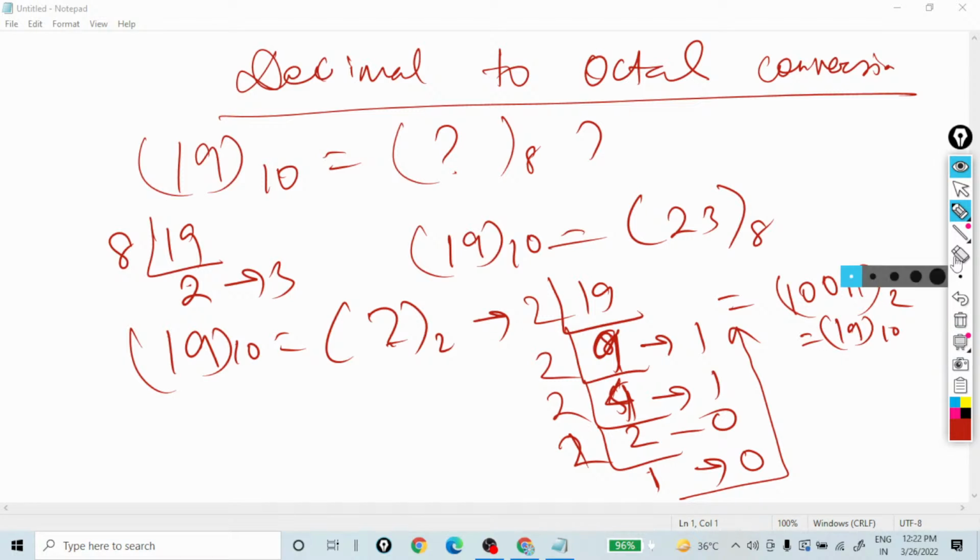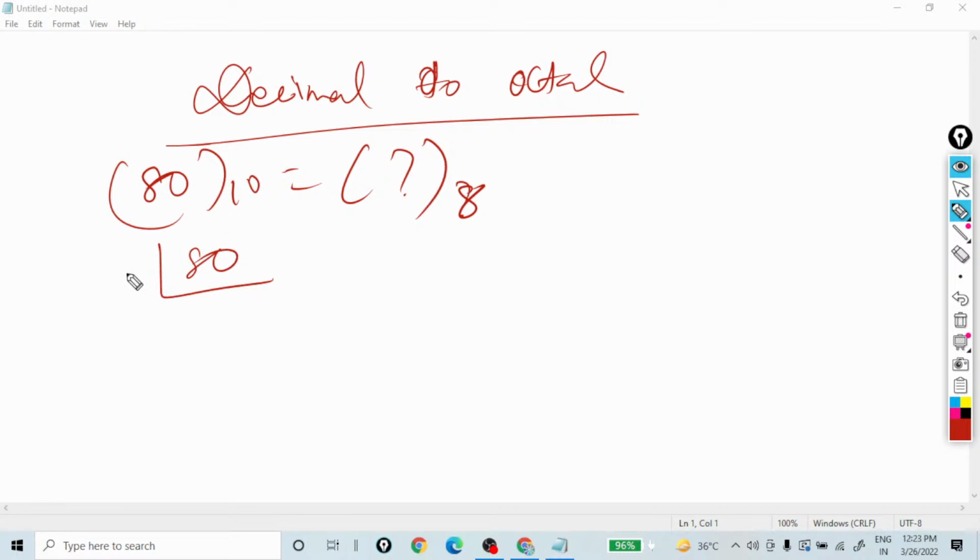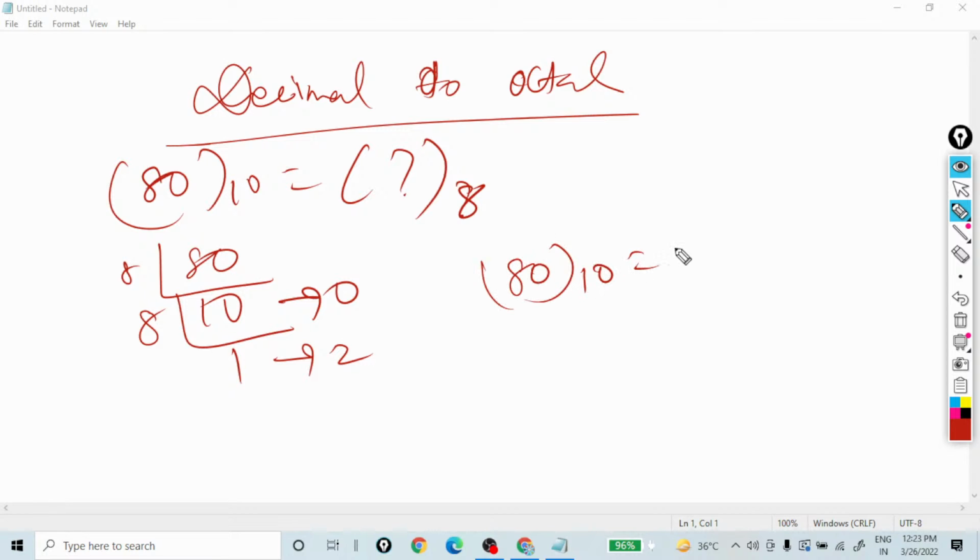I am erasing this. We will take another example. Decimal to octal. For example, 80. 80 in decimal, what will be in octal? 80 divided by 8, this is 10. Then 8, this will be 1. Here will be 2, here will be 0. So 80 base 10 is equal to 120 in base 8. This is decimal to octal.